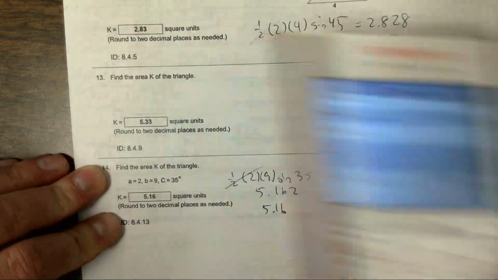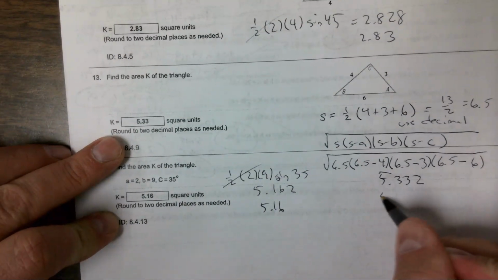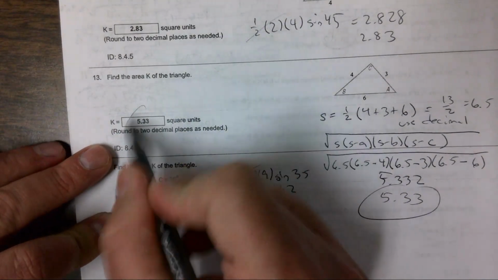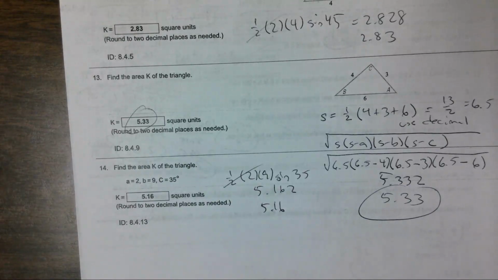And so I get 5.332. And we did want 5.33 right there. All right, so that's how you do the problems.